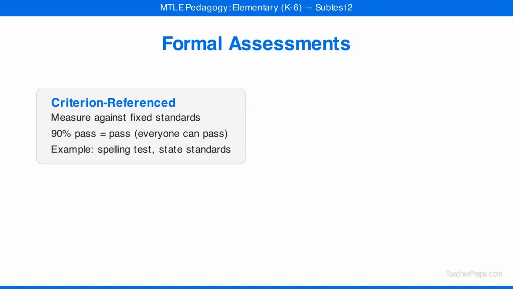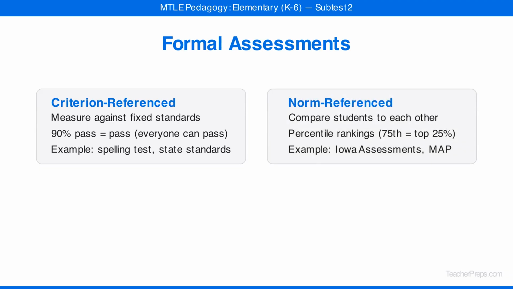Criterion reference tests measure student performance against a fixed set of standards. For example, a spelling test where every student who scores 90% or higher passes. The student is compared to a standard, not to other students.